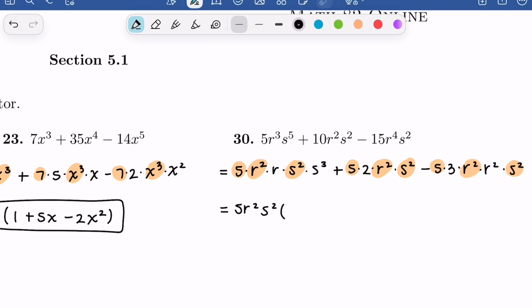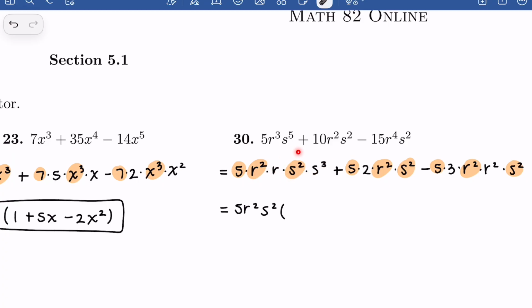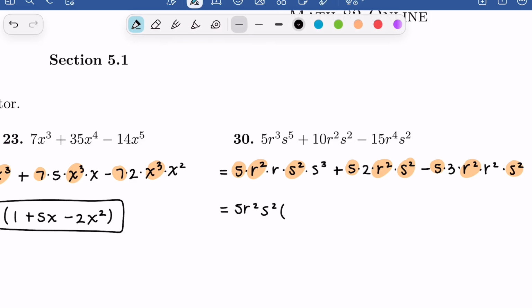Now, if we pull out our greatest common factor from this first term here, we're just going to be left with r and s cubed. So we're going to have r times s cubed in our first term. Our second term, if we pull out that greatest common factor, we're just left with 2. And then lastly, we're going to be left with 3r squared for our last term here. So this would be our final answer.